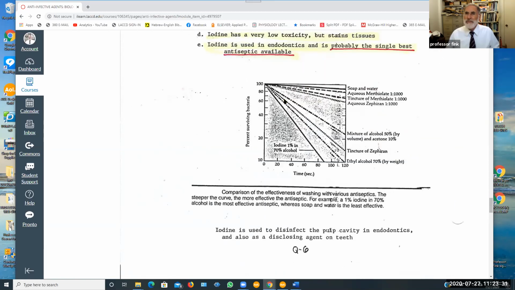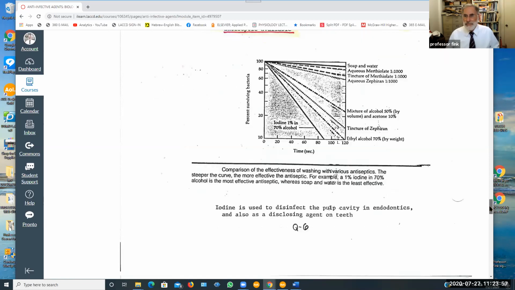Here in this graph, it just shows different antiseptic agents being used to reduce the number of bacteria over time. This indicates the percent surviving bacteria over time. And you'll notice that the agent, iodine, right here in a 70% alcohol solution, seems to kill bacteria the fastest and to the greatest extent.